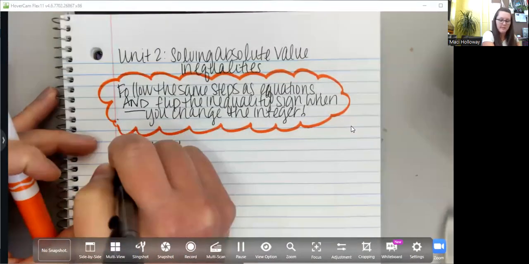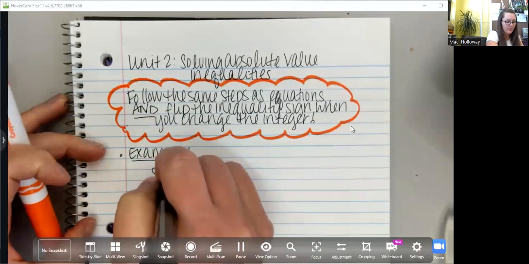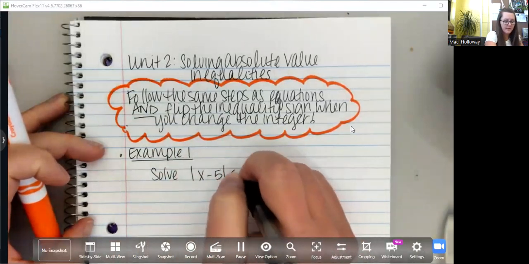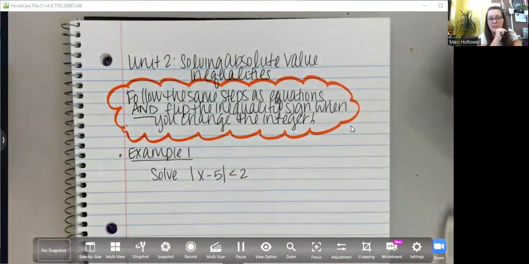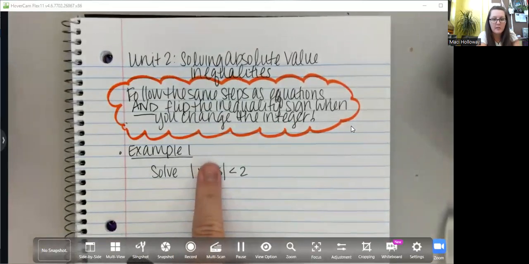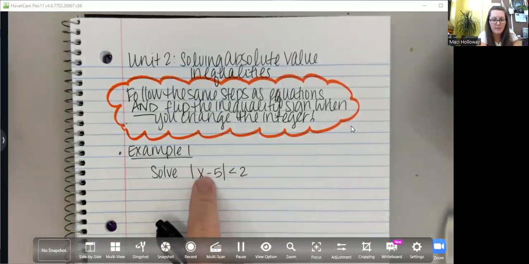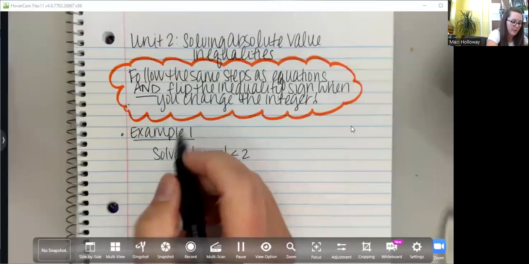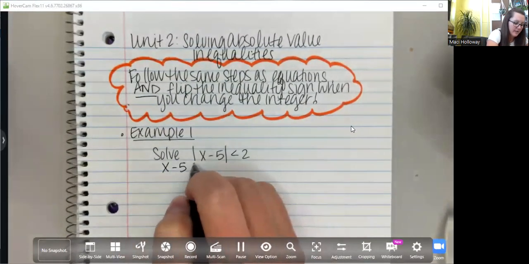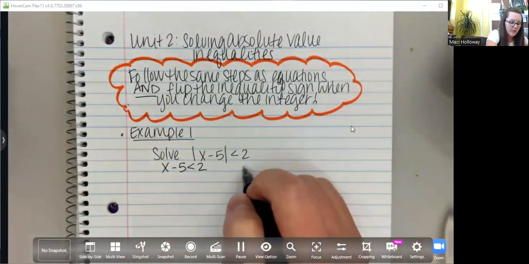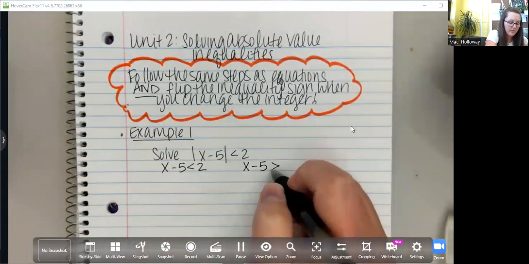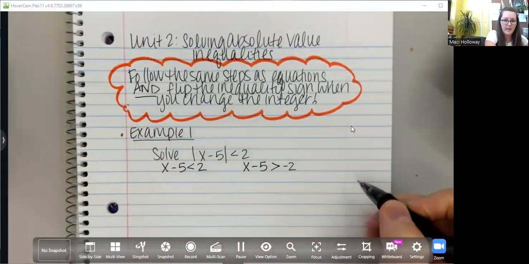So here's example 1. It says to solve the absolute value of x minus 5 is less than 2. So that first step is to isolate your absolute value bars. Well, our absolute value bars are by itself on this side of the inequality, so it's already done. So step 1 is done. Check that off. The second step is to write two equivalent equations. So we have x minus 5 is less than 2. And our second equation is going to be x minus 5 and the negative 2, except we're going to flip the inequality so it's greater than negative 2.